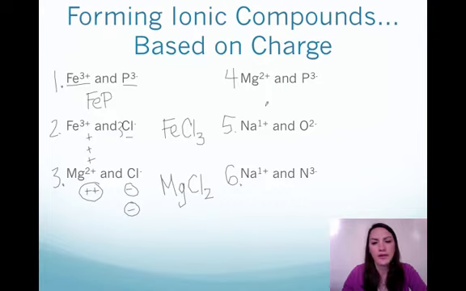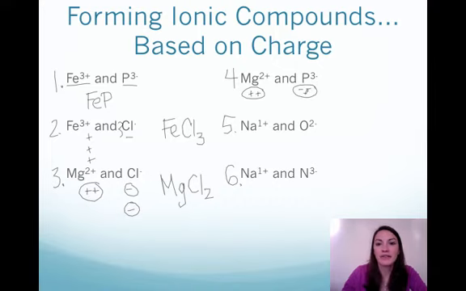So actually, let's do 4 together. So we're going to do 4 together, and then I'm going to have you do 5 and 6 on your own. All right, so Mg, I've got 2 plus and 1 atom. And a phosphorus, I've got 3 minus, 1, 2, 3, and 1 atom.